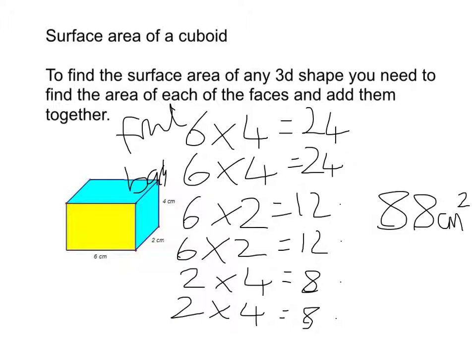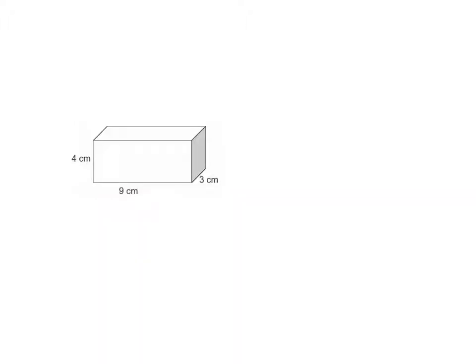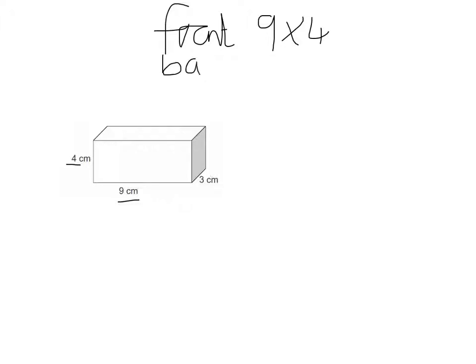So go through that again. I found the area of the front rectangle, and then that gave me the back. I found the area of the bottom, and that was the top, and the area of the left, which was the same as the right. Okay, so let's have a look at this example. If we start with the front rectangle, it would be 9 times 4. And we know the back would be the same.